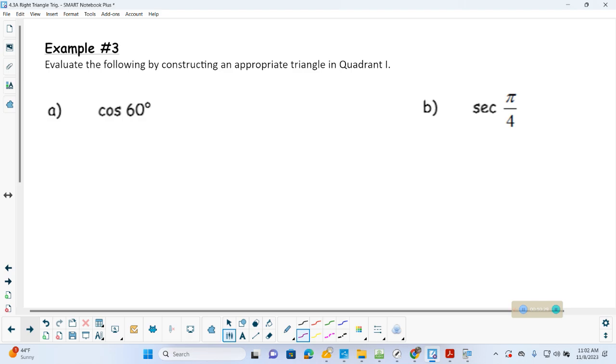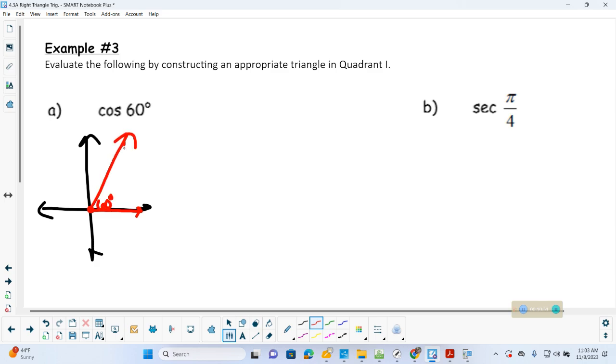Evaluate the following by constructing an appropriate triangle. Is this anything new? Cos of 60? Haven't we been doing that for like the past however many days? So let's draw our 60 degrees. Quadrant 1. Again, I'm just going to ballpark 60 degrees here. I know that looks good.